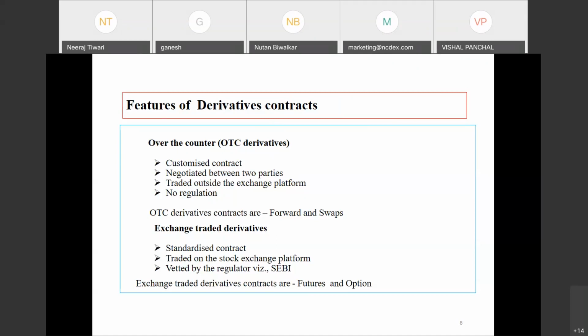So in this way, in the over-the-counter, there is no regulation. The default chances are very high. But in case of exchange-traded derivatives, there are no such default cases. Why are there no such default cases? Because it is under the umbrella of the stock exchange. But there is one actor who safeguards the interest of both buyer and seller. I will come to the succeeding slide about this.